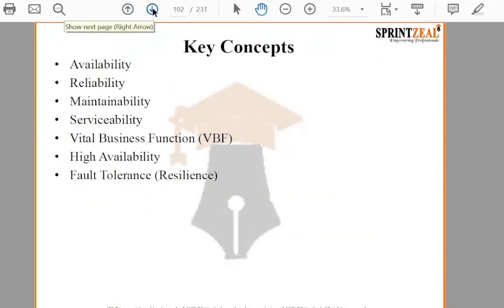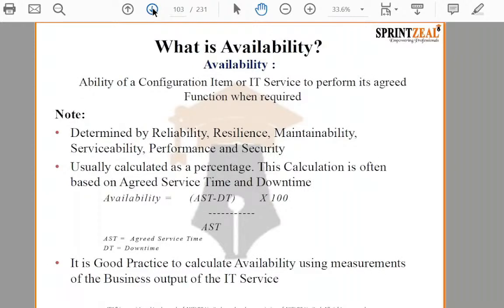Key concepts: availability, reliability, maintainability, serviceability, vital business functions that we'll talk about, high availability, and fault tolerance, which is resiliency. So what is availability? Availability of a configuration item or IT service to perform its agreed upon function when required. So once again, when we need something, it's available the moment that we need it.